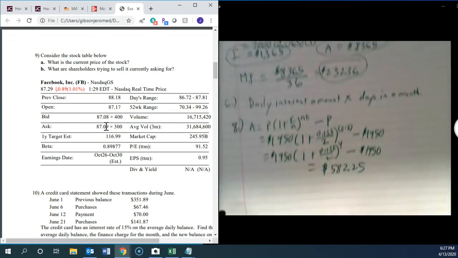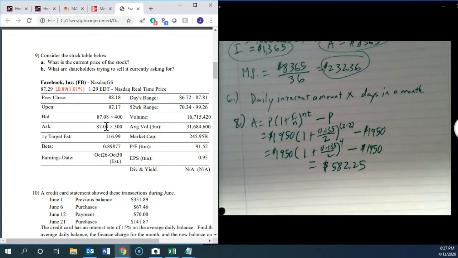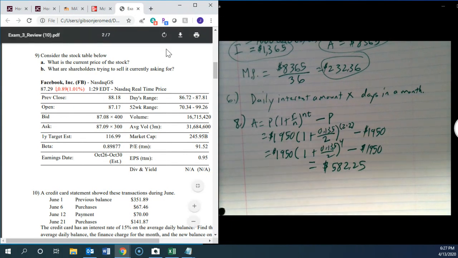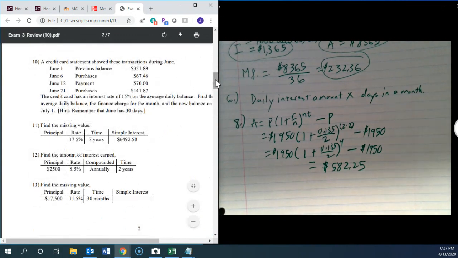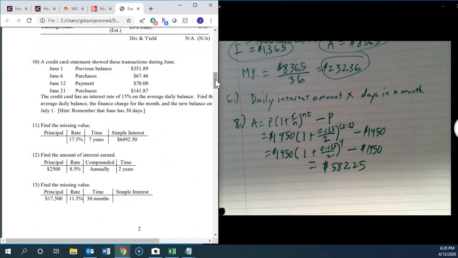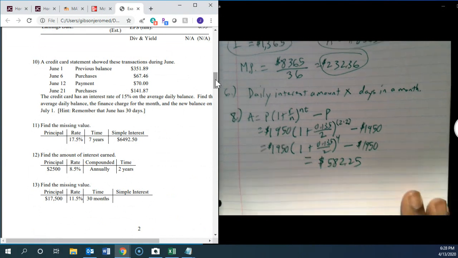Okay, now for number 10. Now number 10 is going to take a little work. So let's just take a look here. I'm trying to see if I have enough room on this paper for us to do number 10. And I don't believe I do. So what I'm going to do, I'm going to skip number 10 and go to number 11. And then I'll come back and do number 10 when I have a fresh sheet of paper.